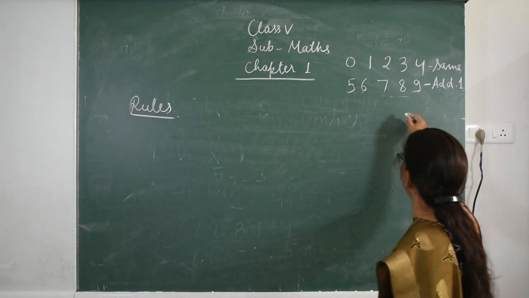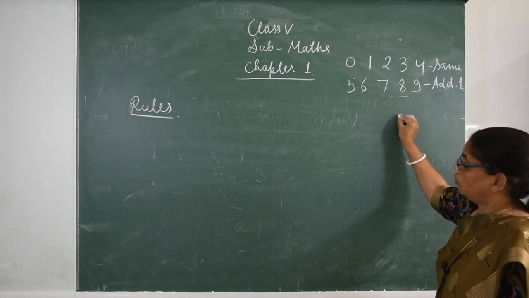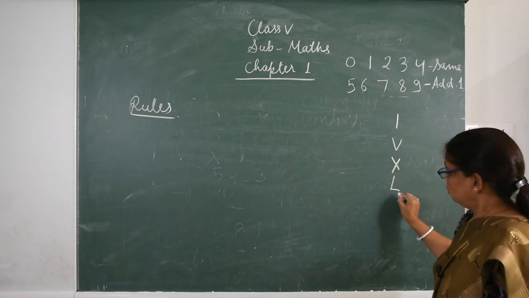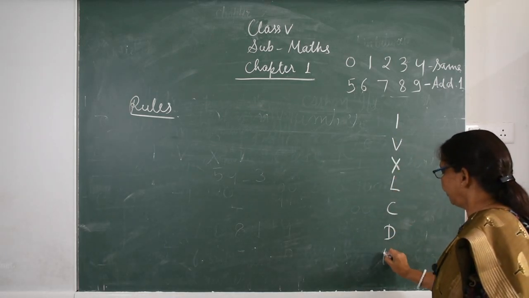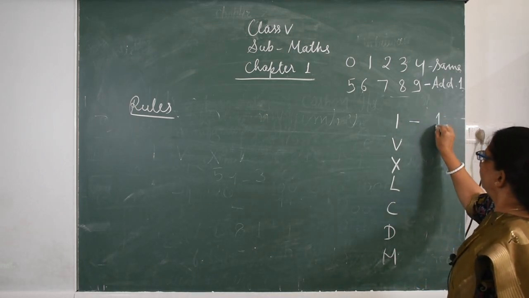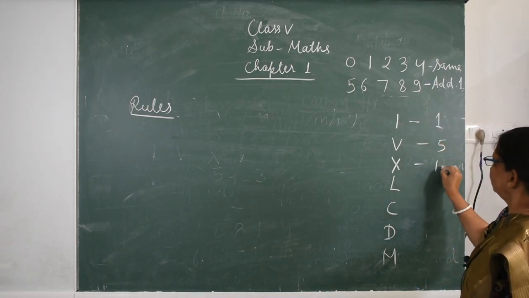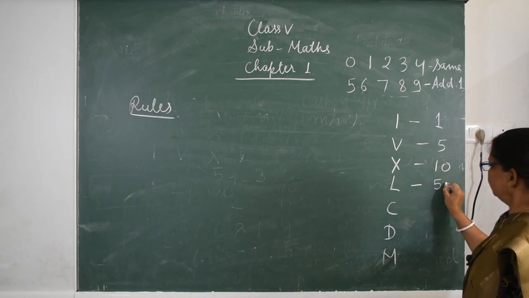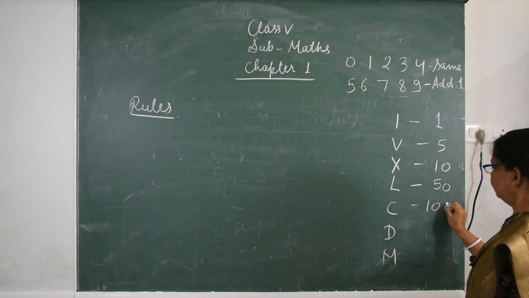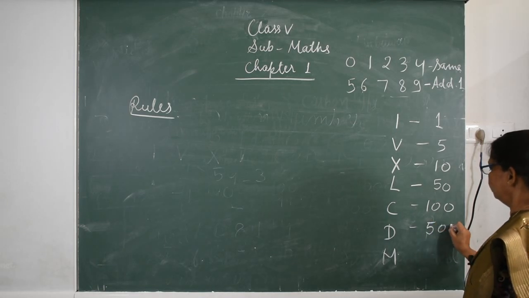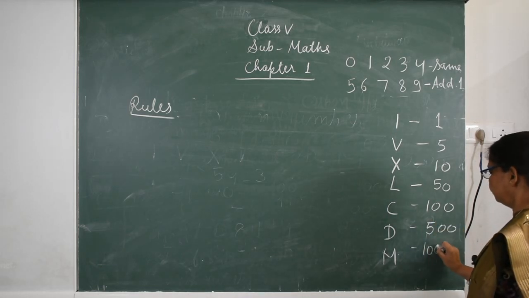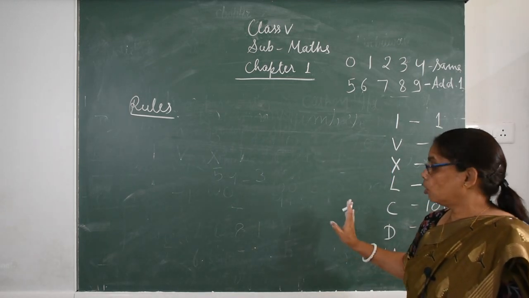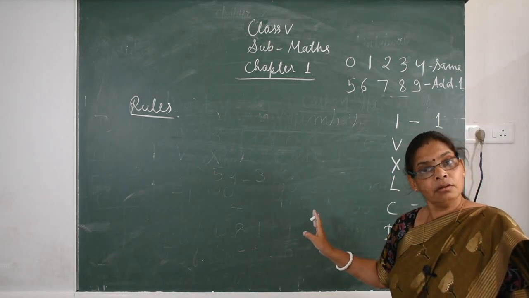We write here some symbols: I, V, X, L, C, D and M. These stand for 1, 5, 10, 50, 100, 500, 1000. From these basic symbols, and following the sum rule, we have to make any numbers.